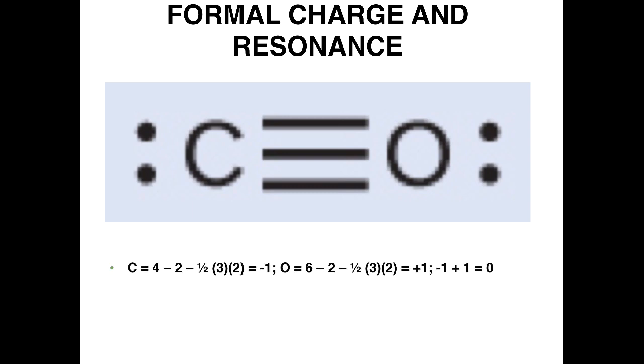And here it is written down. So you can look at this and see carbon has 4 valence electrons minus the 2 lone pair electrons minus 1/2 times 3 for the triple bond times 2 for a pair of electrons per bond. So the total is minus 1. Oxygen is 6 minus 2 for the lone pair minus 1/2 times 3 times 2, or plus 1. And then the total is minus 1 plus 1, or 0, which is what you find when you have a compound.